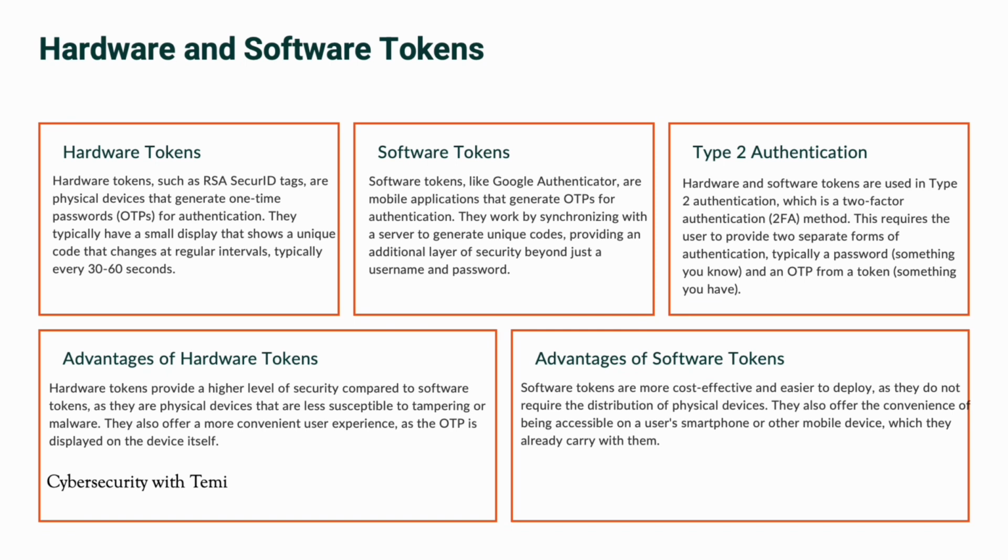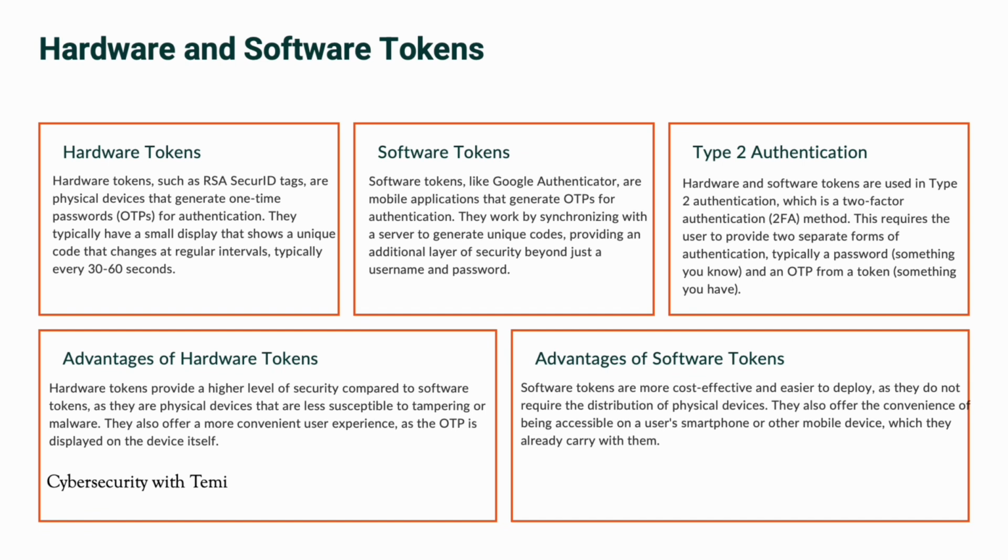A hardware token is something physical. You can hold it. Hardware tokens are quite secure because they are less susceptible to malware attacks due to their physical nature. On the other hand, we have software tokens, and for these you can use applications like the Google Authenticator. They perform the same function as the hardware token and they generate unique codes for each login attempt.